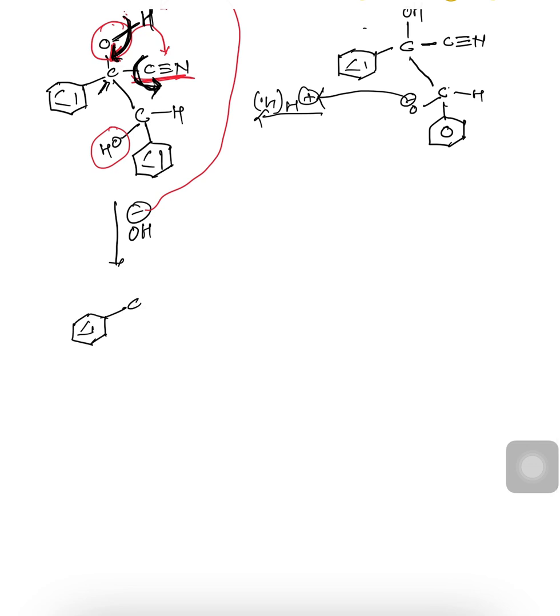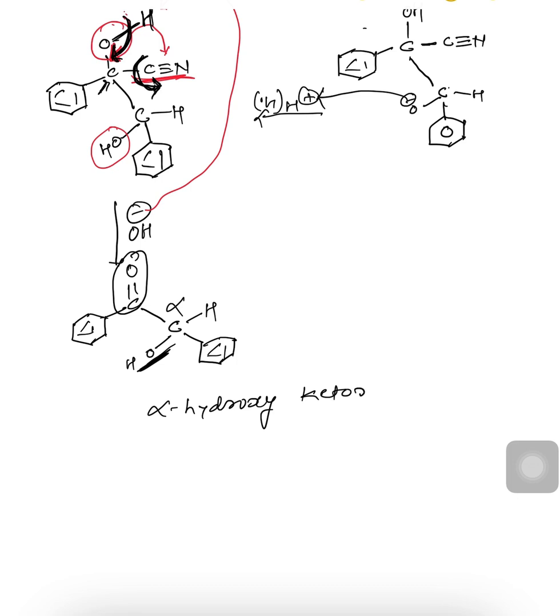There is a formation of a ketone group, C double bond O, one benzene ring. Sorry, this is attached to a carbon atom. Here there is a carbon atom which has one OH, H and benzene ring. So there is a formation of a hydroxycarbonyl compound. So in this reaction there is a formation of an alpha hydroxycarbonyl compound, or we can say alpha hydroxy ketone.